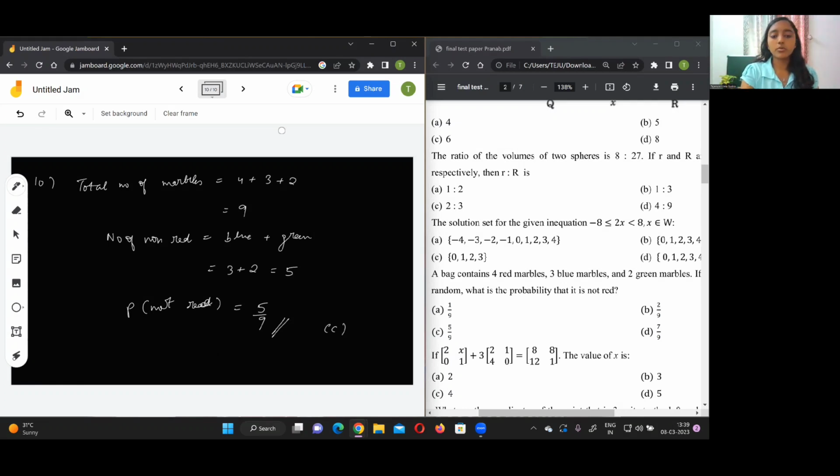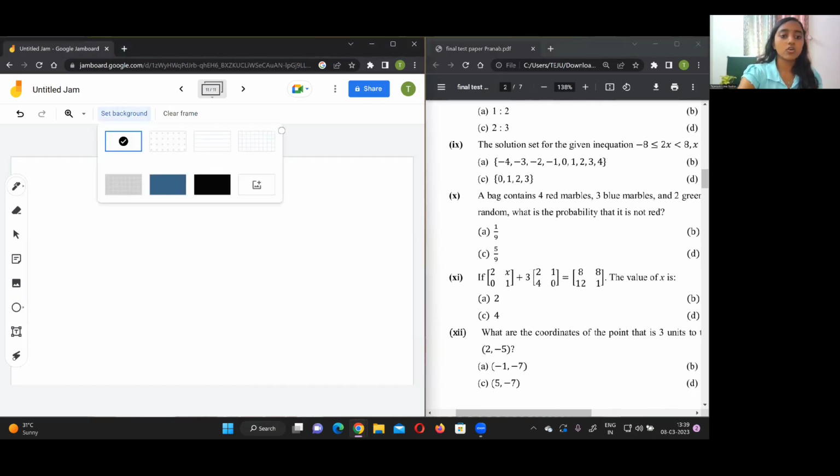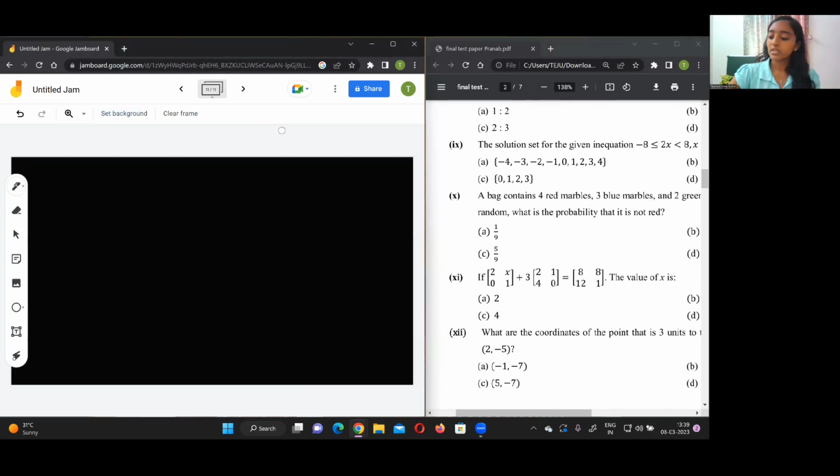Probability questions are very simple to do, it's just basic logic which you need to apply, right? Let's go on to the 11th question, which is again based on matrices. It says that 2 times the matrix [x 0; 1] plus 3 times the matrix [2 1; 4 0] is equal to [8 8; 12 1].